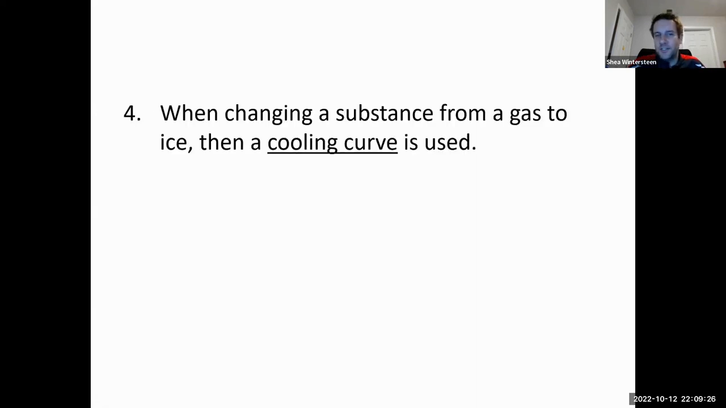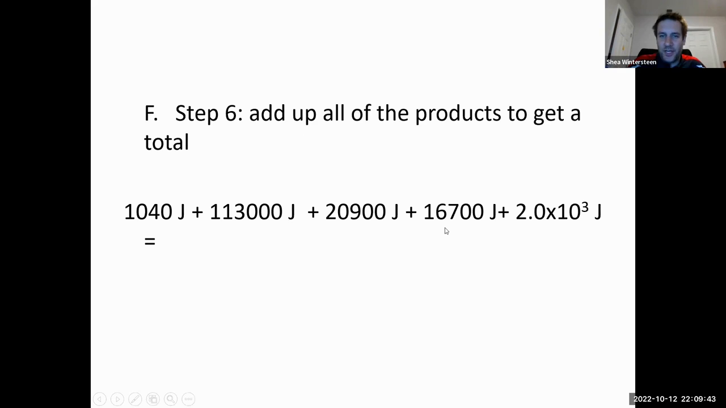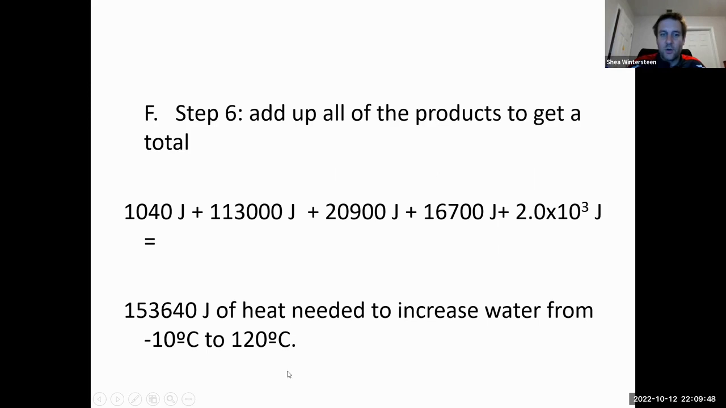Okay, when we're changing a substance from gas phase all the way down to ice, or it doesn't even have to go to ice. Let's say we're going from gas phase to boiling or gas phase to liquid. We use a cooling curve. It's the exact same thing, but our numbers are negative. Every time we do a calculation like we have here, the numbers should be negative, okay? So if I went from 120 degrees Celsius to negative 10 Celsius, we cooled this from a gas all the way down to an ice cube, it would take the exact same amount of energy, but negative.